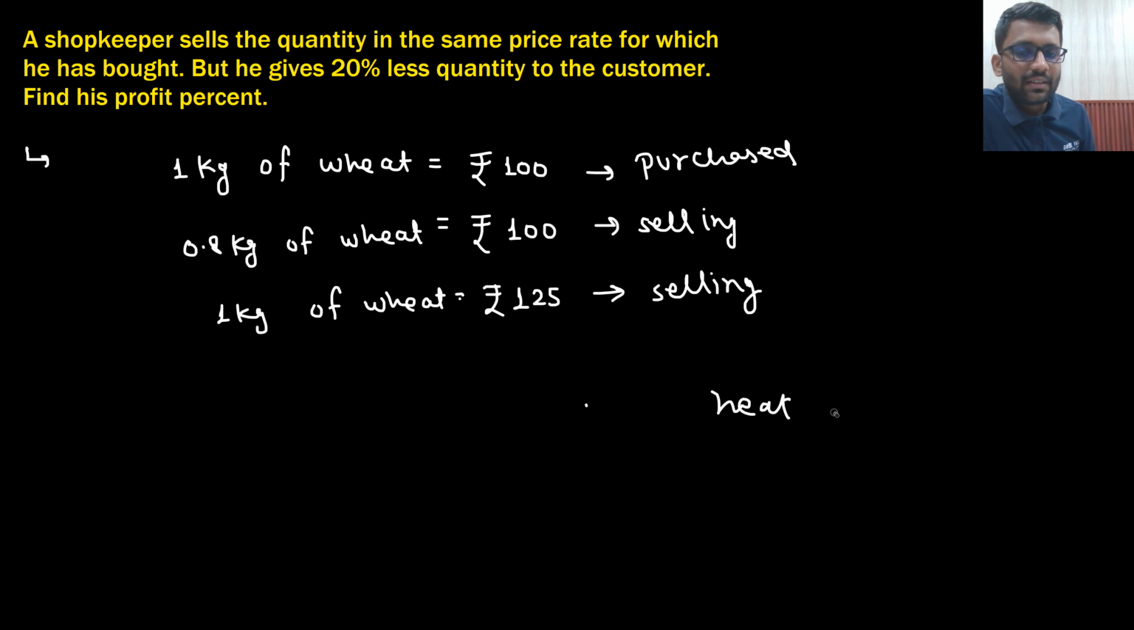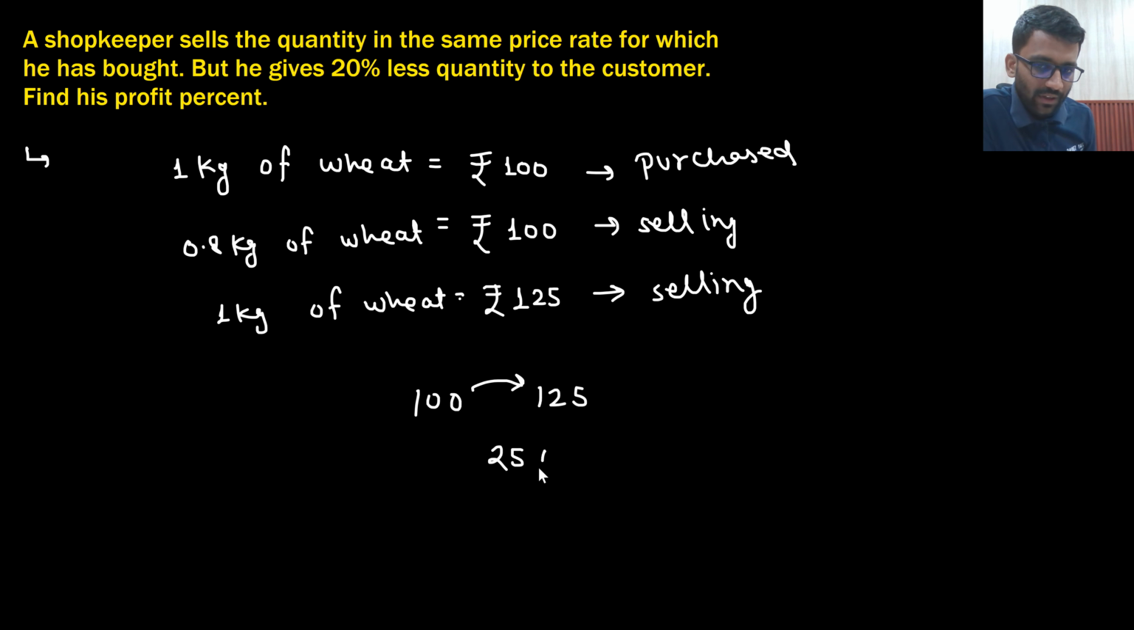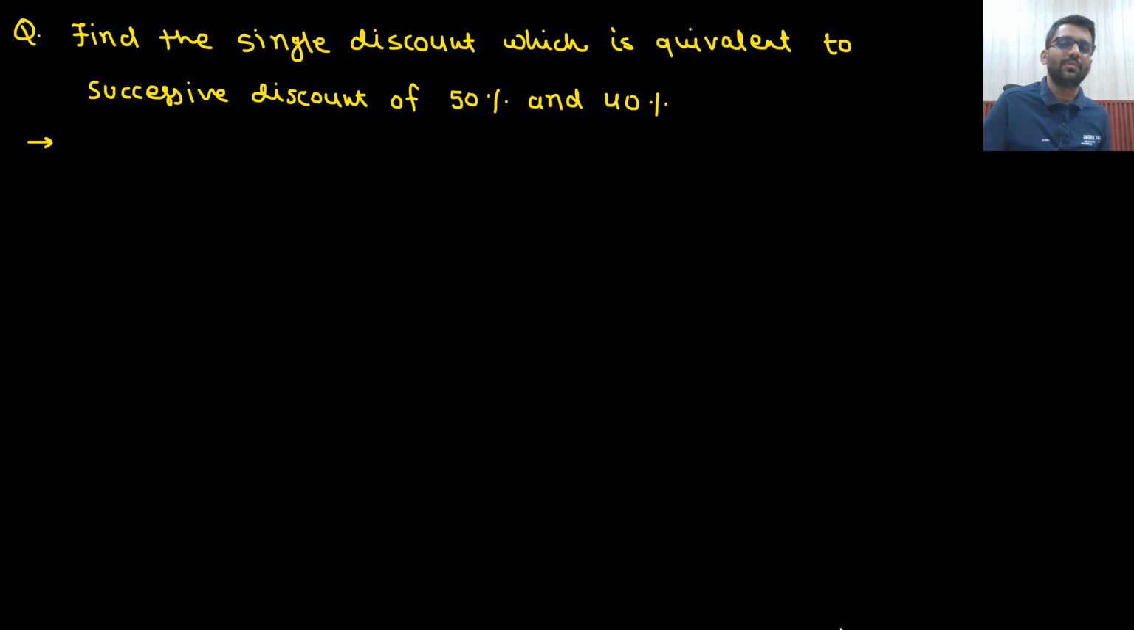So that's the thing, 1 kg of wheat was of 100 rupees. But he is taking 100 rupees only, but giving them only 800 gram, 0.8 kg only. So for 1 kg he is getting 125 rupees. So he purchased 1 kg in 100 rupees and getting 125 rupees. That means from 100 to 125 rupees. That means how much more he is getting? 25% profit. Right? So this is the answer. Let's move towards the next question.